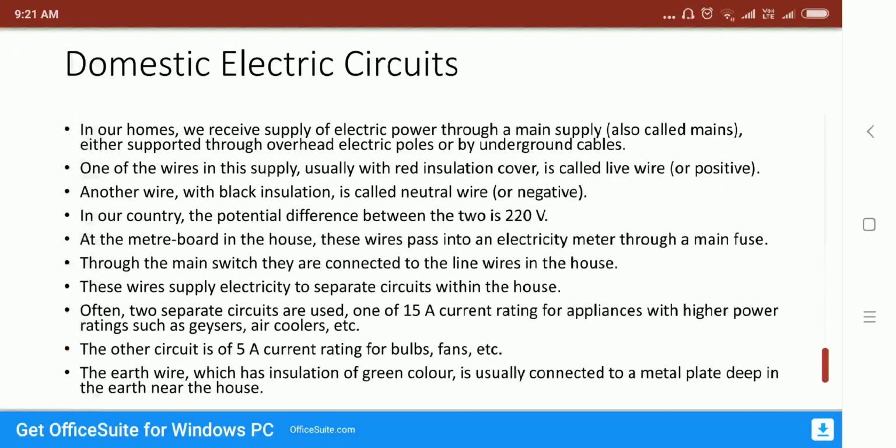So in our home, we receive a power supply. The electric power from the main supply, or the mains, is supported either through overhead electric poles or from underground cables. Now in this supply, generally we have two wires. One is red and another one is black. So in the red insulated wire, the conducting cables in between are the same, but where we are connecting this particular wire is important.